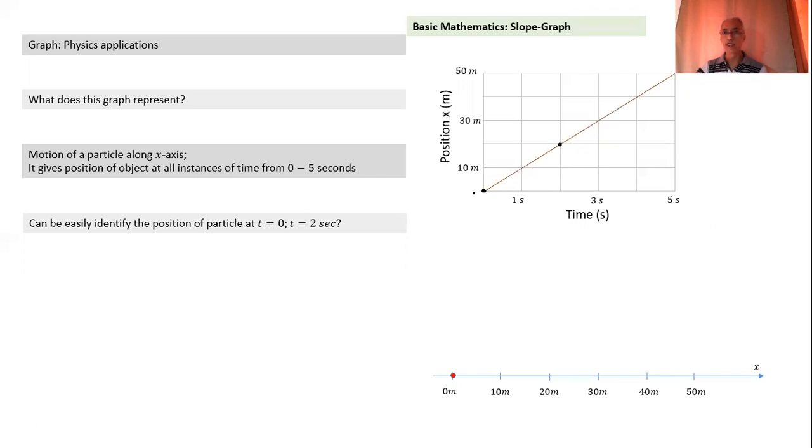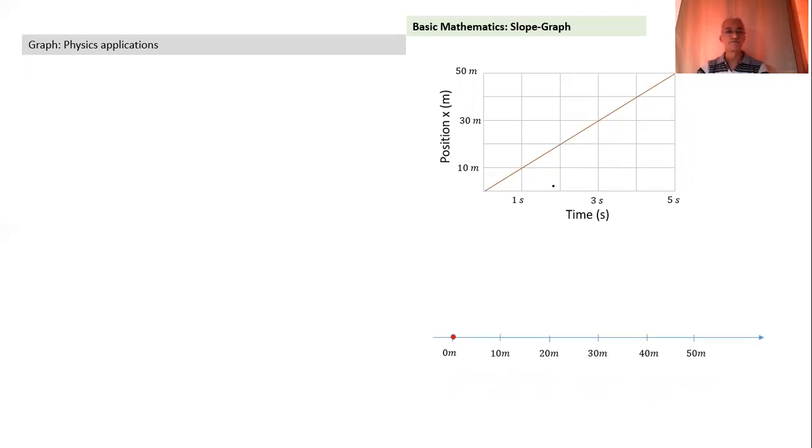So position will be the y coordinate of this point. The y coordinate of this point is 0 meter. And the y coordinate of this point is 20 meter. So it means at 0 second, it is at the origin. At 2 seconds, it is at a distance of 20 meter. Okay, that's what this figure indicates. So for every instance of time, we can find out the position.